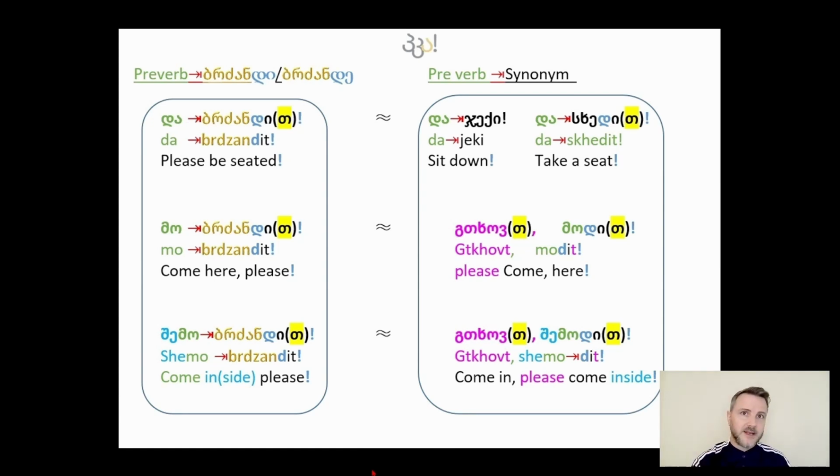Shemodi to my friend. Shemodi daJekki. ShemoDit daSchedit. Better. gtkhovt. ShemoDit is very polite. Indeed, if you're talking to just one person, it's really polite. But then you might, well, if you really don't know them and you want to perhaps disassociate yourself and just be formal, then shemoBRDZAN-de-t is fine. daBRDZAN-de-t then leads on to that. So that's it.